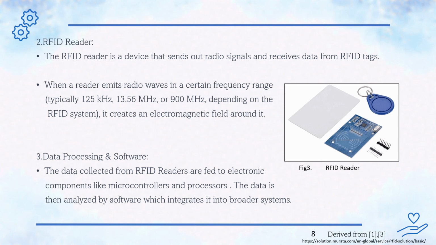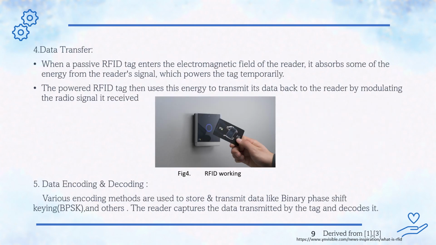The other parts are the data processing and the software. Data is collected from the interaction between the reader and the tag. The data collected from RFID readers is fed to electronic components, which can be microcontrollers and processors, and the data is then analyzed by the software built into the microcontroller. It integrates it into broader systems. Moving on to data transfer, that is, how data might transfer between a tag and a reader.